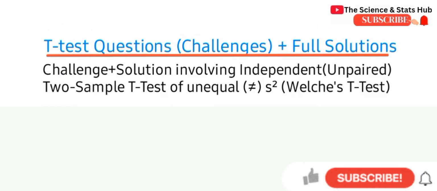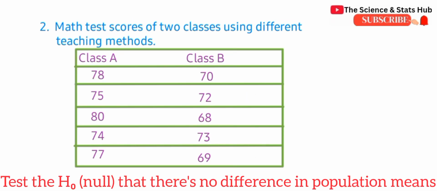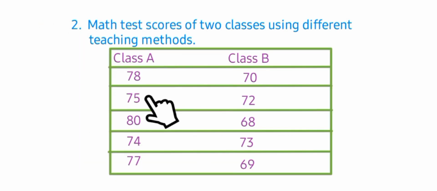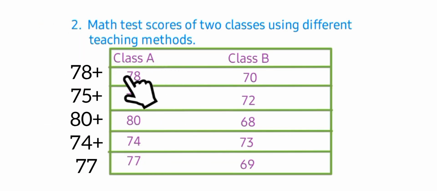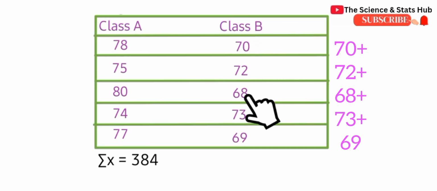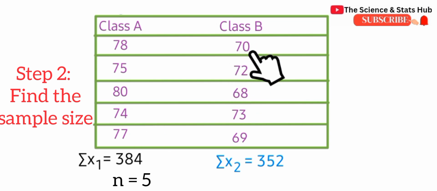Let's solve the second challenge that involves independent unpaired two sample t-tests of unequal variance. The table below is the mass scores of two classes using different teaching methods, class A and class B. Test the hypothesis that there is no difference in population means at 0.05 significance level. Now let's sum up group A. 78 plus the rest. Sum for group B will be 70 plus the rest. Class A sample size is 5 because we have 1, 2, 3, 4, 5. So also for class B.